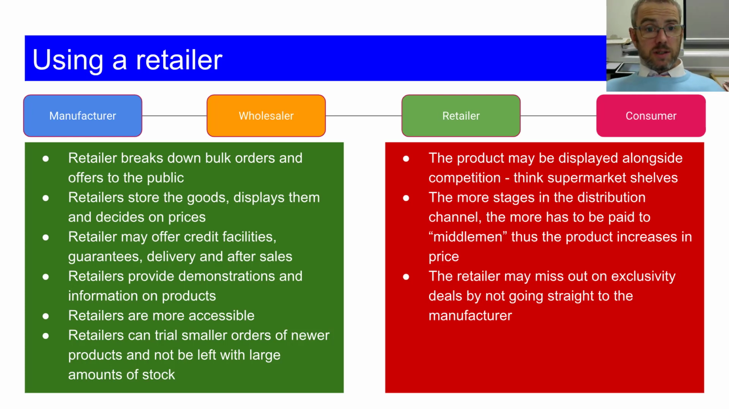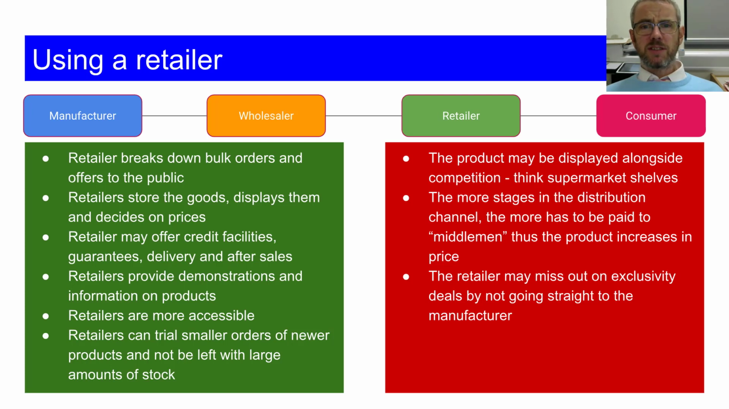The retailers store the goods. Think about the storerooms. You see the Tesco lorries arriving up into Oban on a regular ongoing basis. They display the goods and then they decide on the prices. So you've got to have an idea of what the retailer is going to do. They may offer credit facilities, guarantees, delivery, after sales service.